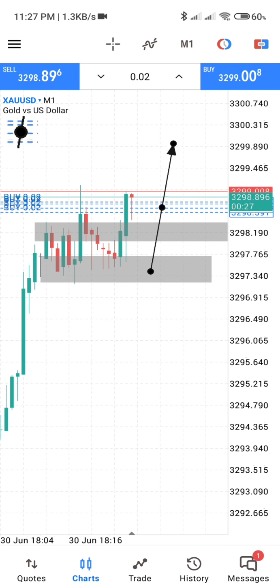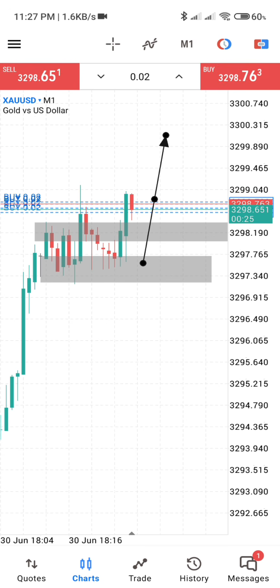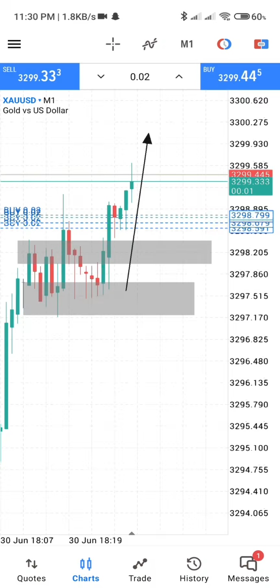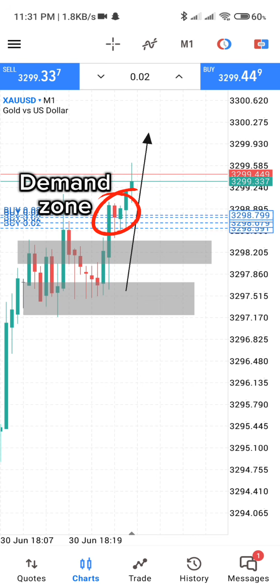So we have opened our trades. It's a rally base rally setup. We can say that price can fly anytime. So that's our continuation zone.